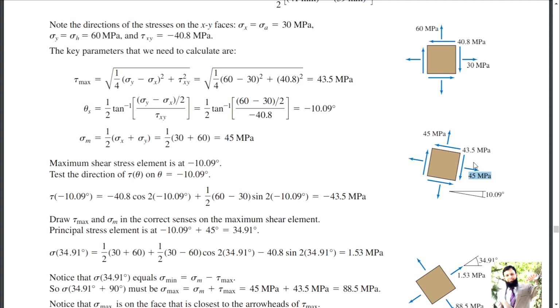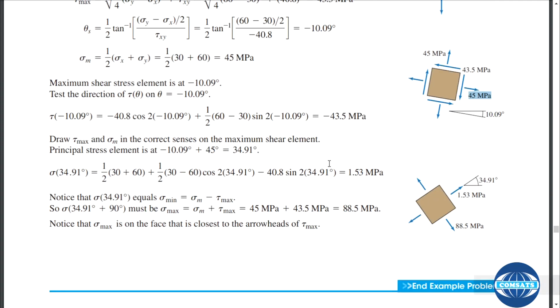So where your shear will be maximum, on the other opposite sides your average normal stresses will be the average, and then you have to find the maximum principal stresses. The angle you can add 45 degrees to the shear angle, and you will get 34.9 degrees. You put this in the axial transformation equation, and you get 1.53 megapascal in the maximum principal stress direction. So at 34.91 orientation, you will get 1.53 megapascal.